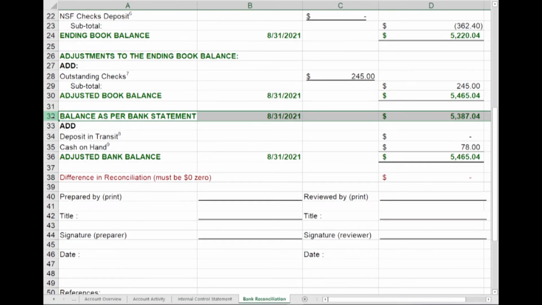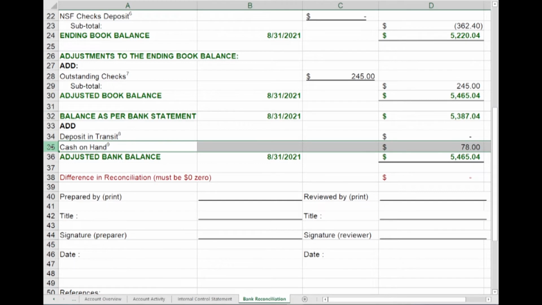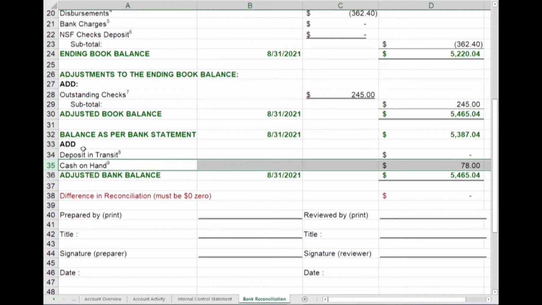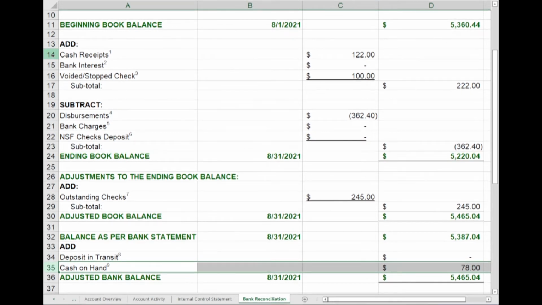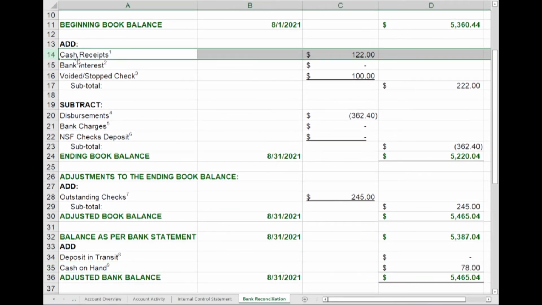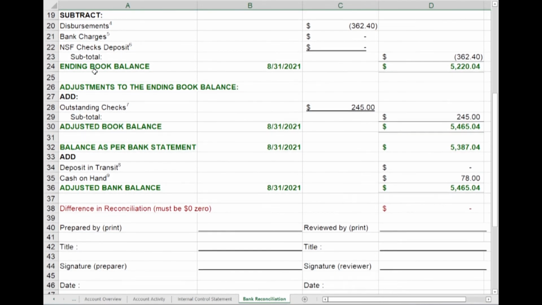If you notice in row 35, there is an amount for cash on hand. This is because there was money received by the school in cash at the very end of the month. This $78 is part of the $122 from row 14. But since this amount was not deposited prior to the 31st of August, it is considered cash on hand.